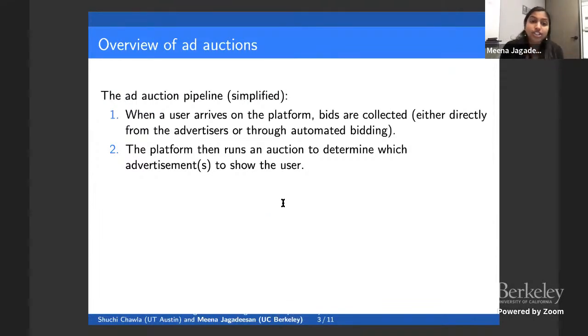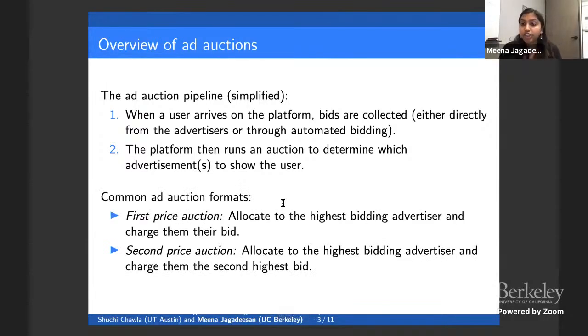So the idea in an ad auction is when a user arrives on the platform, bids are collected. Either these bids are directly specified by advertisers or done through some sort of automated bidding system where the platform generates bids based on advertisers' high-level preferences. After the bidding step, the platform runs some sort of auction format to determine which advertisement to show the user. Some common ad auction formats are a first price auction, where the auction allocates the highest bidding advertiser and charges them their bid, or a second price auction, where the auction again allocates the highest bidding advertiser, but then charges them their second highest bid.